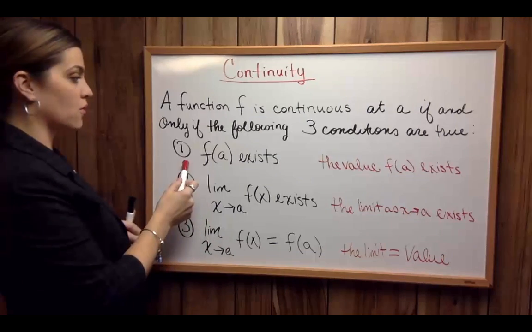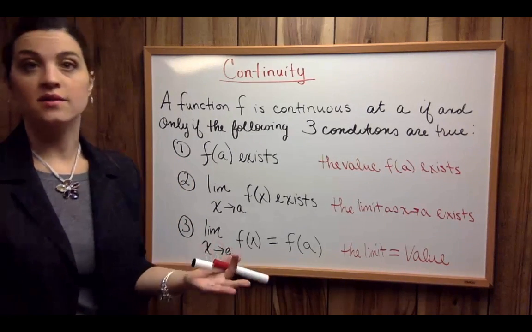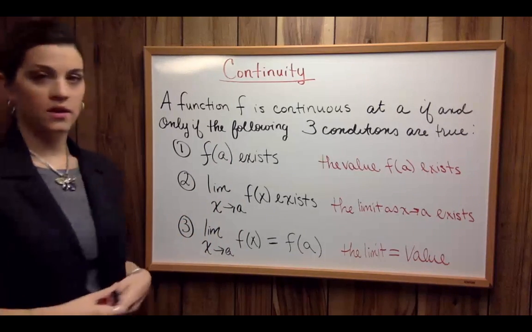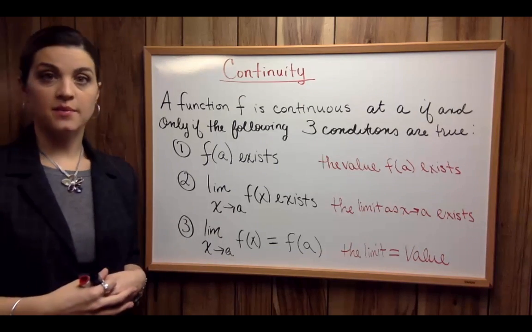So if you start with the first one and you find that there is no value, okay, then you stop. The function is not continuous at x is equal to A. And then the same goes for all the remaining of the three rules. So memorize these three rules, and we will have a bunch of examples that we will practice.